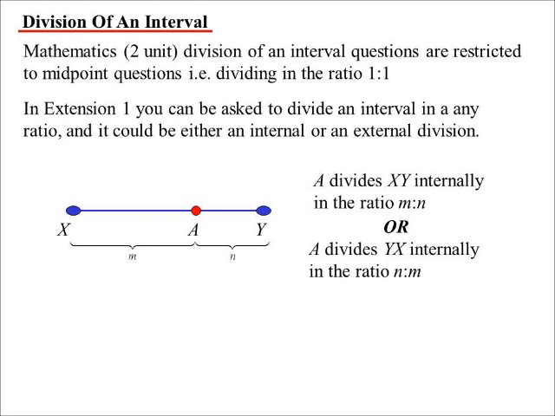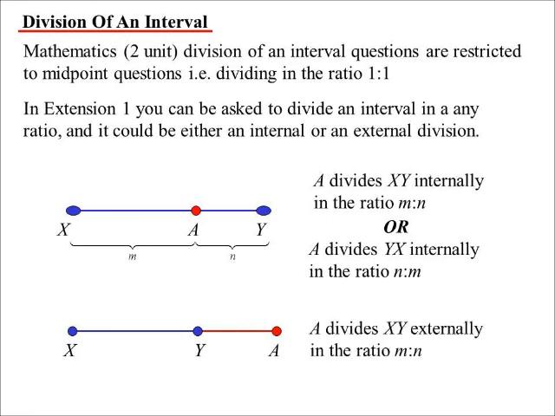Okay, so notice the difference. I've changed how I named the interval, but that means I've got to change the ratio around. So the actual naming is important. Now, external is when it's on the outside. So what's the word we use when we extend a line? What word do we use in geometry? Produce. Produce the line. So if I produce the line out to A, I could say A divides xy externally. Once again the naming is important. So A to x is m, A to y is n.